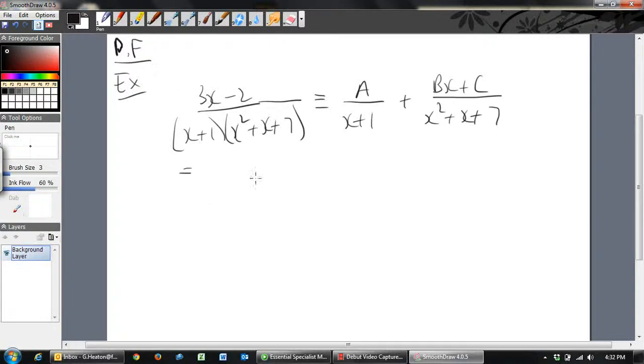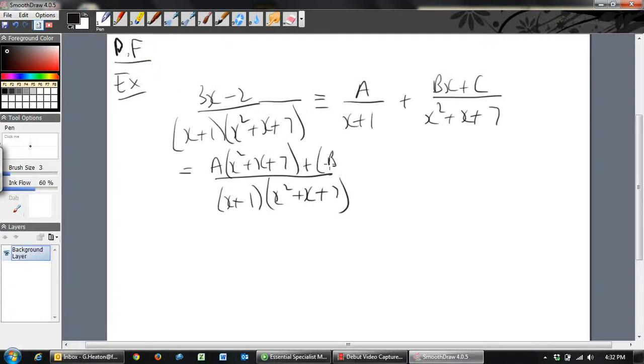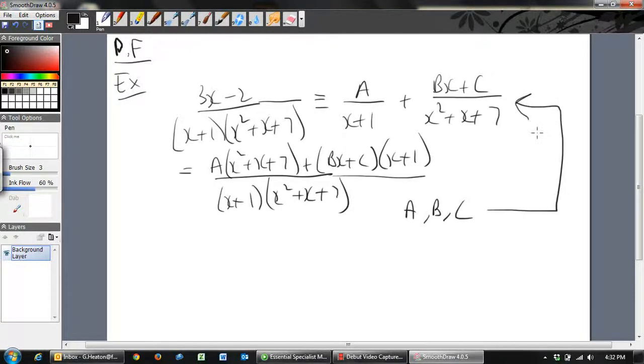So just very quickly, that would be equal to x plus 1, x squared plus x plus 7, A times x squared plus x plus 7 plus, and then it gets a bit more complicated, but you just do your expansion, Bx plus C times x plus 1, and then you expand that, etc., etc., and find your A, B, C, and then plug them back into there to do that expansion. I'll do some of these in class anyway, but that's basically how you deal with quadratics.